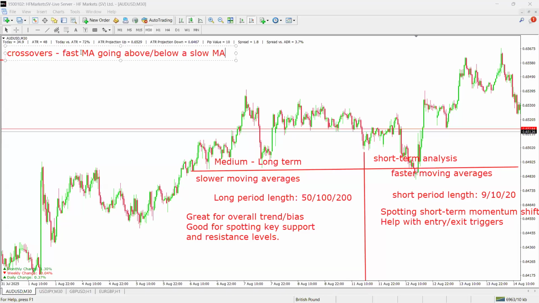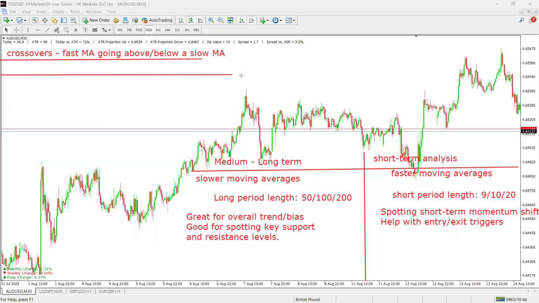When a faster or a fast moving average goes above or below a slow one, that is what we call a crossover, right? A crossover is simply the movement of a faster moving average above or below a slower one. Now, the interesting thing will be, when it goes either above or below, what does it say to us?